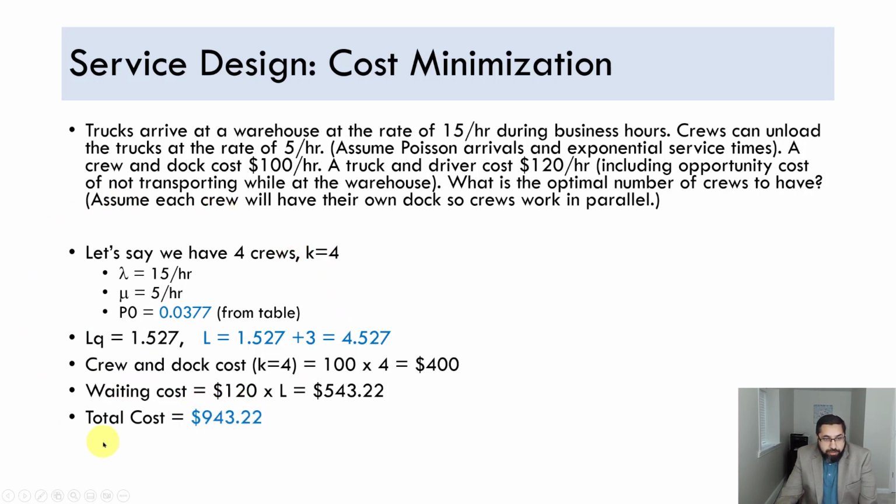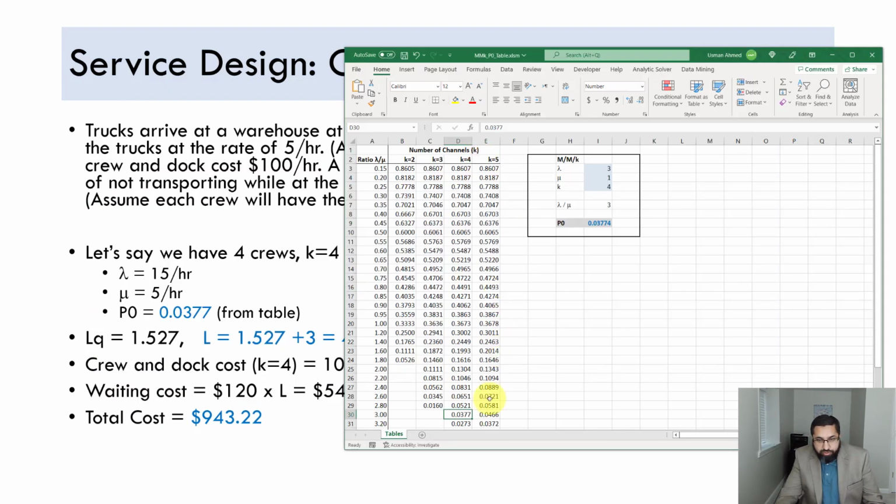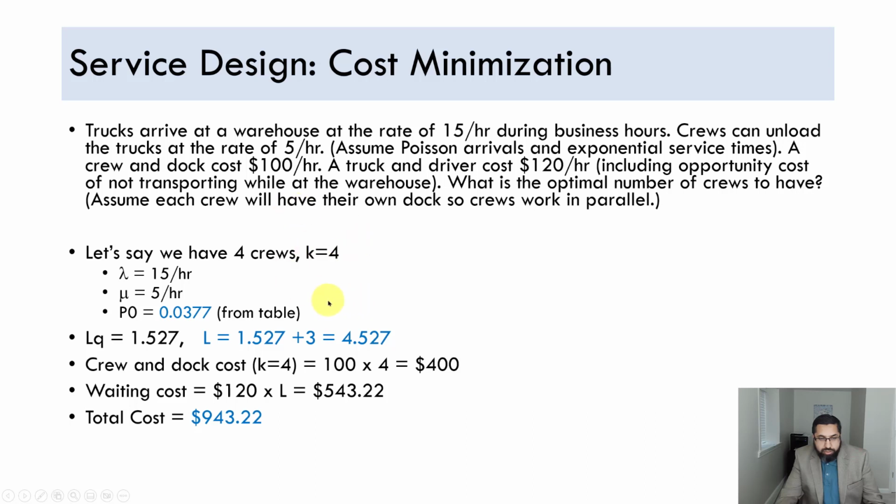Then we can repeat this analysis for K equals 5, for K equals 6. Well, you might say, I can get K equals 5 from the table, but I cannot get K equals 6. There's no column in the table. You can get it from here. You put lambda equals 15, mu equals 5, and K equals 6, and you can get P naught for K equals 6. And then you can still compute LQ and then L for K equals 6.